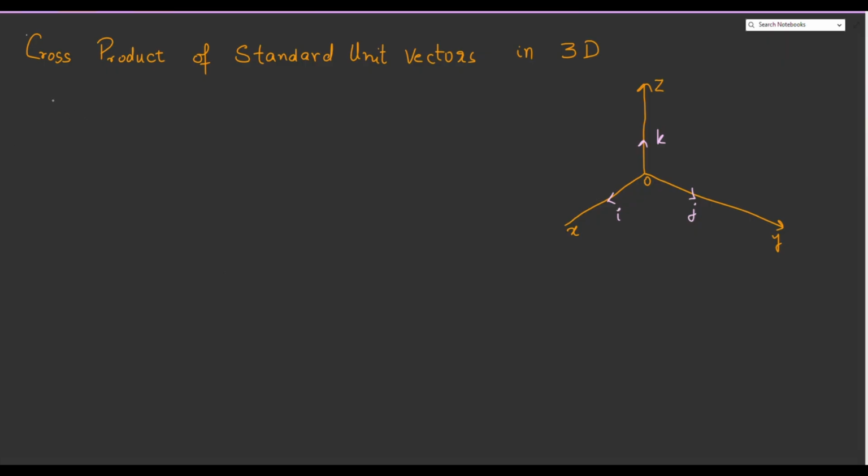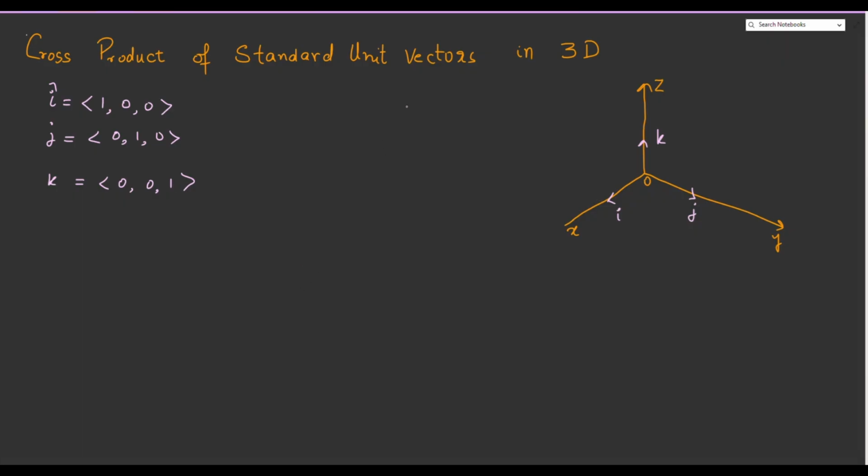First of all, let's write them. The vector I has the components 1, 0, 0. The vector J has the components 0, 1, 0. The vector K has the components 0, 0, 1. And we want to find their cross products.